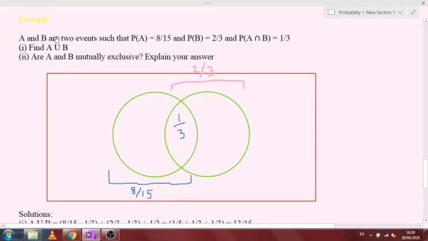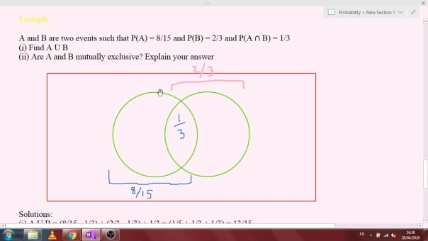I have an example here to finish with. So A and B are two events such that the probability of A is 8 out of 15 and the probability of B is 2/3. The probability of A intersection B is 1/3. First off, find A union B.